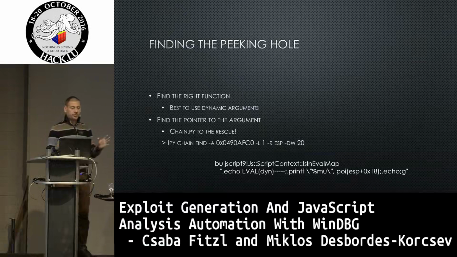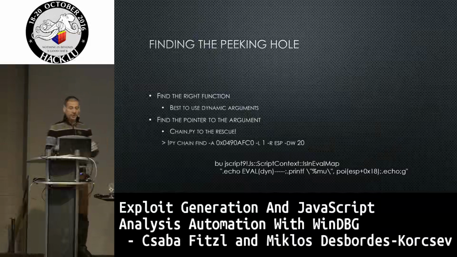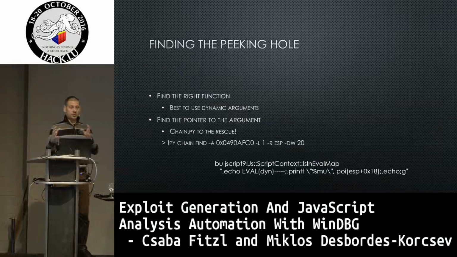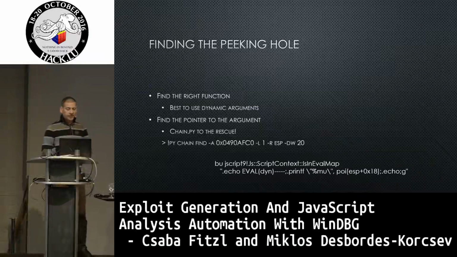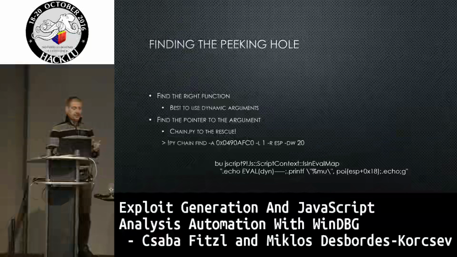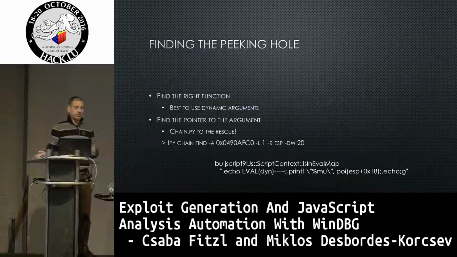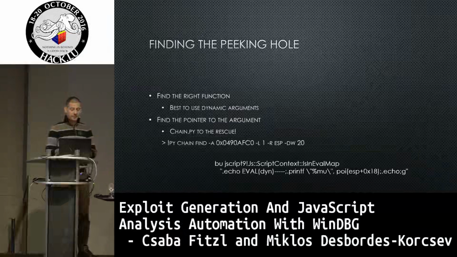So we're going to try to figure out the points in the JavaScript engine where evaluation is actually happening, and we're going to use dynamic arguments for that to make sure we don't confuse the source code with the actual dynamically evaluated code. Finding the pointer to the argument is the next thing. You want to make sure that you log whatever is already being evaluated, not the string that goes in there before the obfuscation happens.